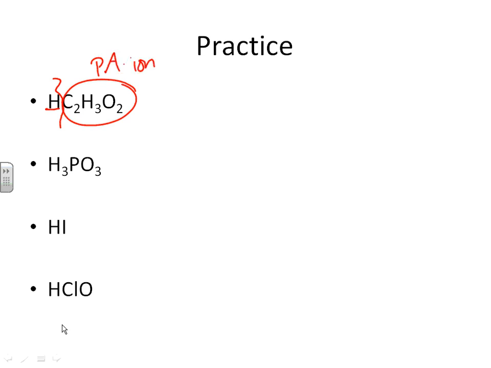Acid names are based on the polyatomic ions that they come from. You have to know polyatomic ions. So this is a polyatomic ion I asked you to memorize, C2H3O2. Pull that up, bring it up in your brain. Oh ho, this is the acetate ion.